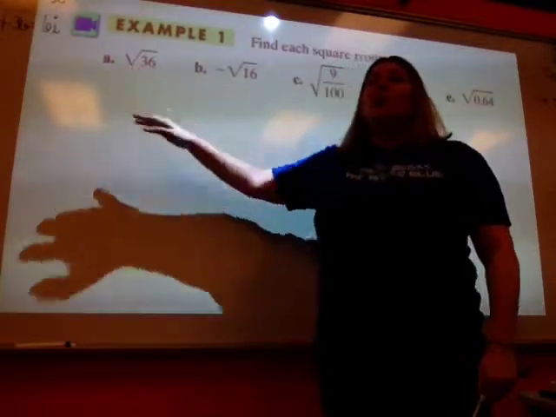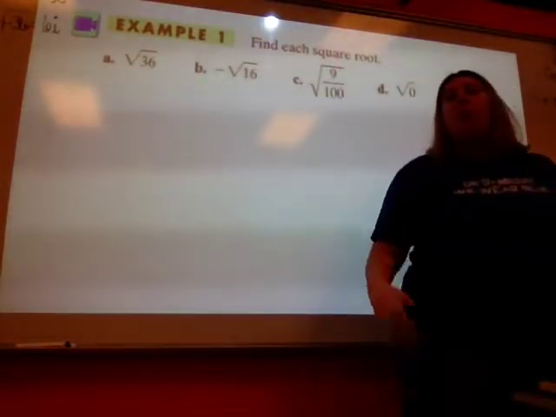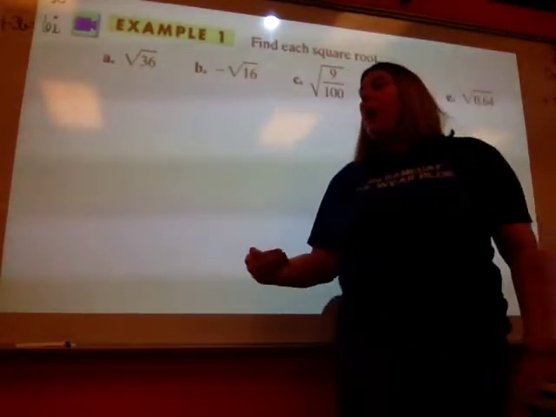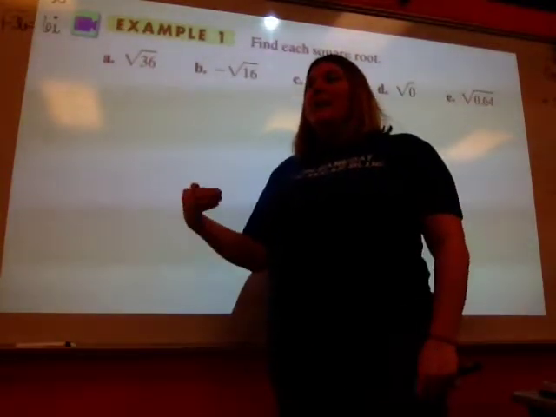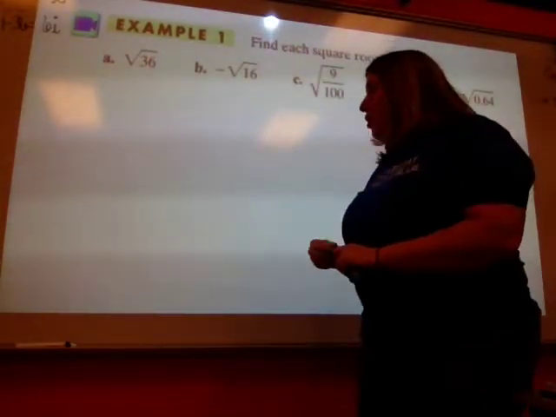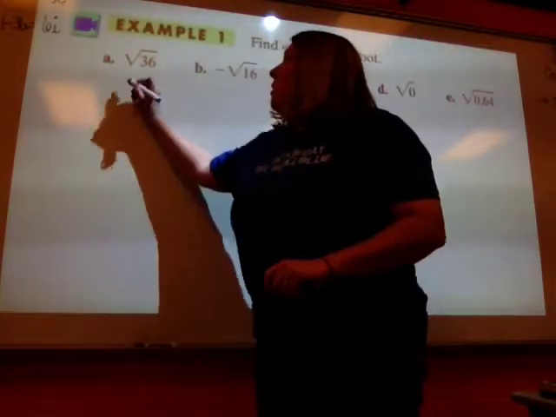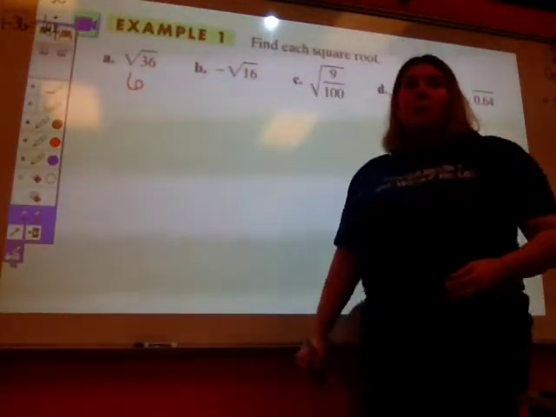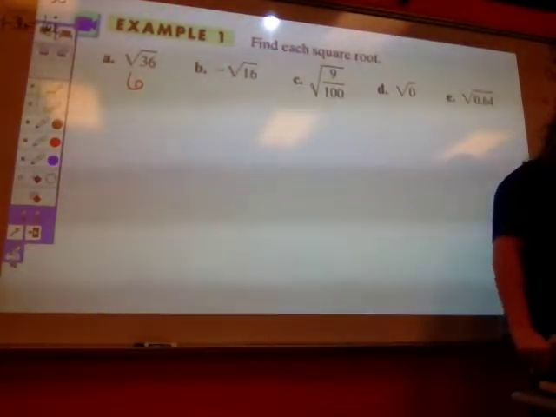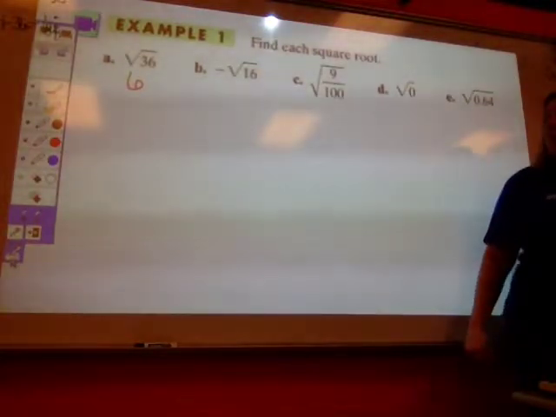So what if I ask you what's the square root of 36? In other words, what number can you multiply by itself to get the number 36? You're going to tell me what? 6. Because 6 times 6 is 36.